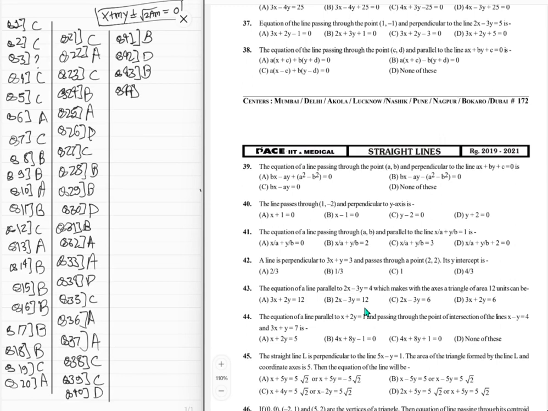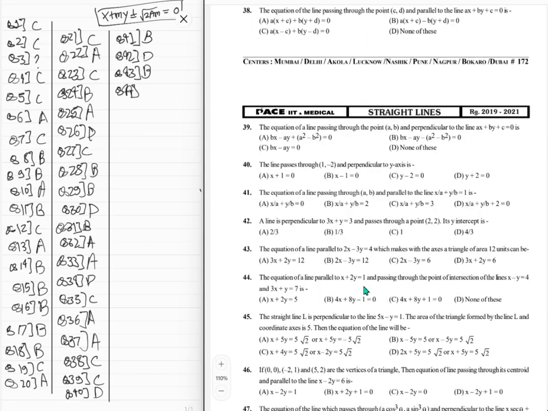44. The equation of a line parallel to this and passing through the point of intersection of the lines x minus y equal to 4 and 3x plus. Okay, so the line passes through the point of intersection and is parallel to this line. Fine. Maybe we could make some kind of linear combination of these two, such that the intersection point has this property: x naught plus 2y naught equal to c, where the actual line we're looking for is x plus 2y equal to c.